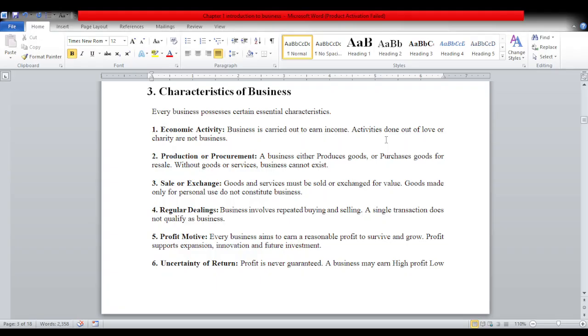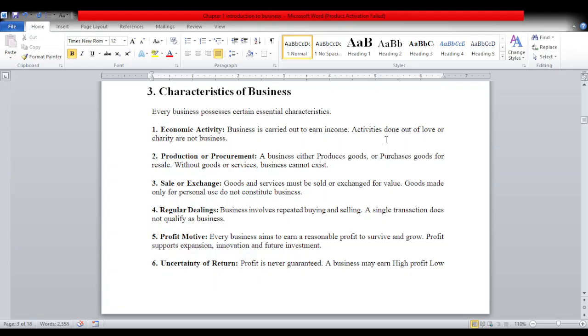It is an economic activity, as we have already discussed. It is related with the production and procurement of goods and raw material, and their processing into final goods and services. Next, it is related with sales and exchange. Once the goods are manufactured and produced, a businessman or a business sells them at a particular price. So it will create value for the customer, and it will help the business survive and grow.